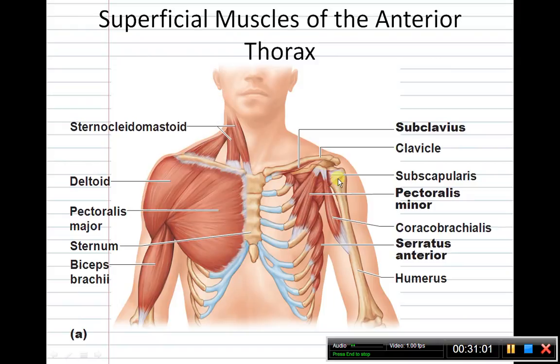All these muscles are trying to pull the arm down. So far, they're also trying to pull the arm forward. So they would be flexors and adductors.